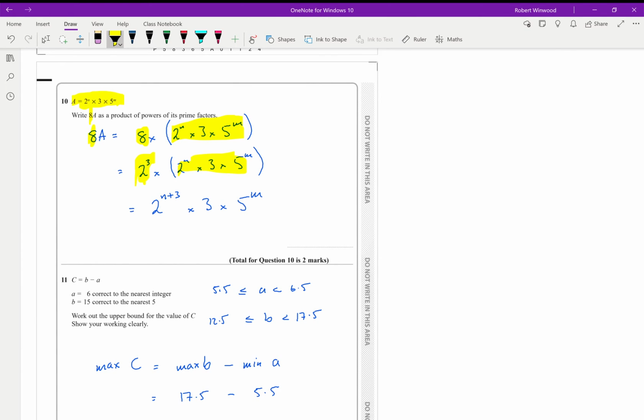Now you know that when you times a number to a power, so x to the a times x to the b, what we do is we add the powers, x to the a plus b. So when I multiply the 2 cubed by the 2 to the n, I add the powers, n plus 3. Nothing else changes because I haven't got any 3's multiplying into this bracket to add to that one, and I haven't got any 5's multiplying out into it. So there's my final answer.